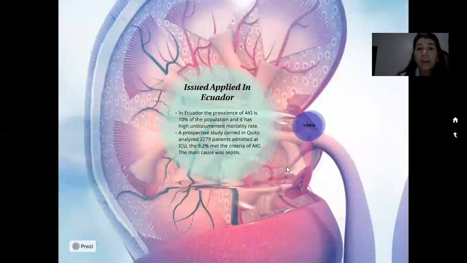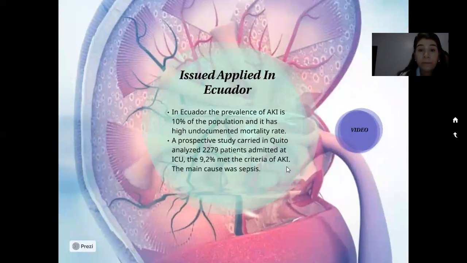Issue applied in Ecuador. In Ecuador, the prevalence of AKI is 10% of the population and it has a high undocumented mortality rate. A prospective study carried out in Quito analyzed 2,279 patients admitted in ICU. 92% met the criteria of AKI. The main cause was sepsis.